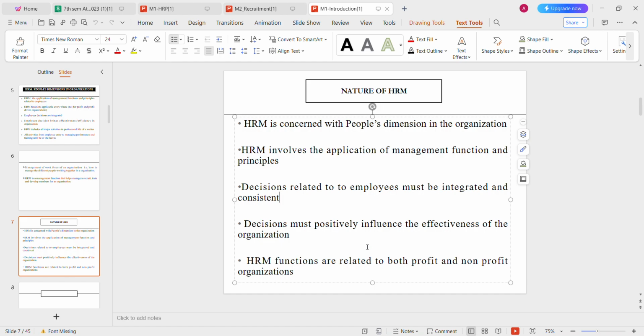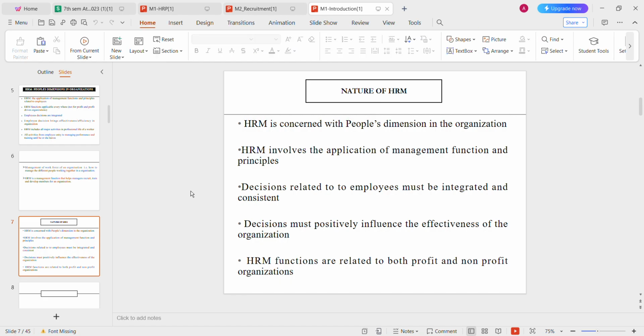So HRM functions are related to both profit as well as non-profit organizations. See, HRM does not only focus on multinational companies, the top companies like Infosys, Wipro. Even non-profit organizations like health services are mainly concerned with HRM. Even in the health service there will be an HR person who will try to make sure that everything is working in a proper way.